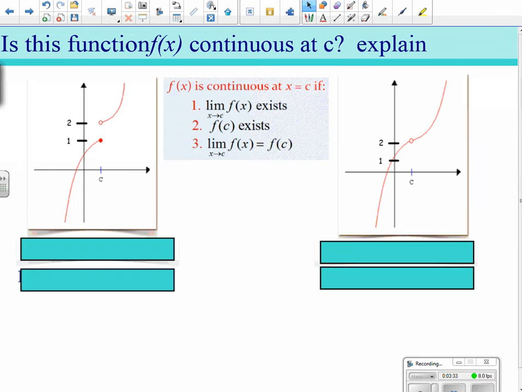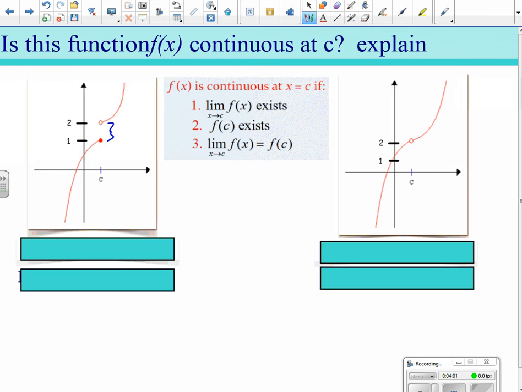Next up, looking at these graphs. For the first graph, is this function continuous at c? Explain it to me. Well, what I need to do, especially for AP, is explain whether these 3 conditions hold. If they do, I know I have a continuous function. So when I look at this first one, the first thing that grabs my eye is this gap. We've got some jump going on here.